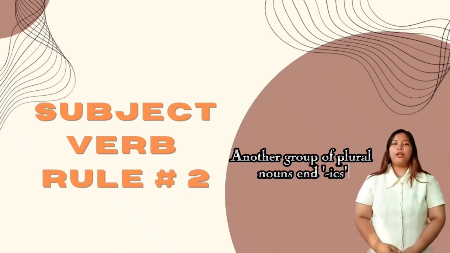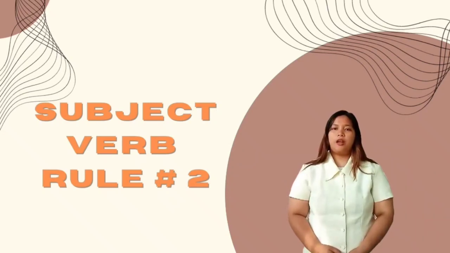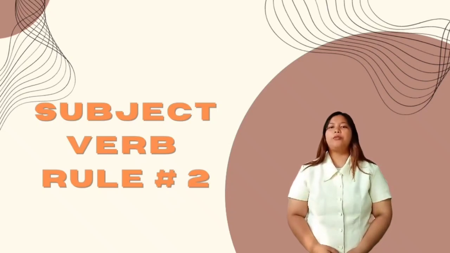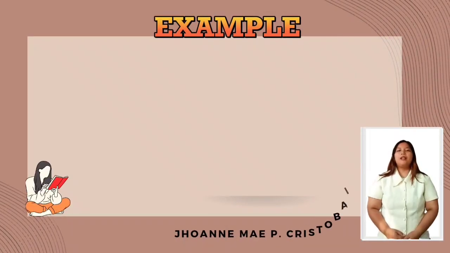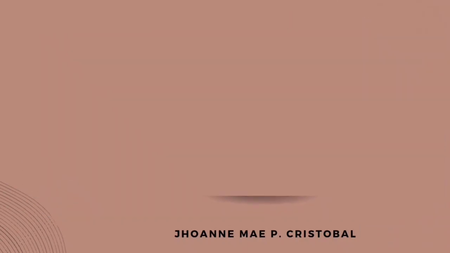Another group of plural form nouns end in ICS. Some words ending in ICS are singular when they refer to principles or fields of study. For example, calisthenics helps to keep our body strong. Calisthenics, singular, helps, singular.